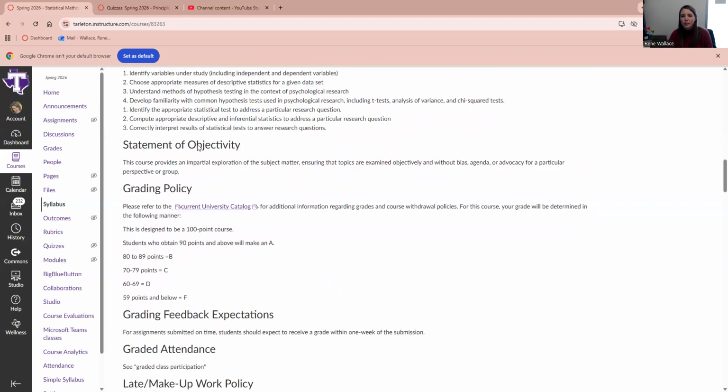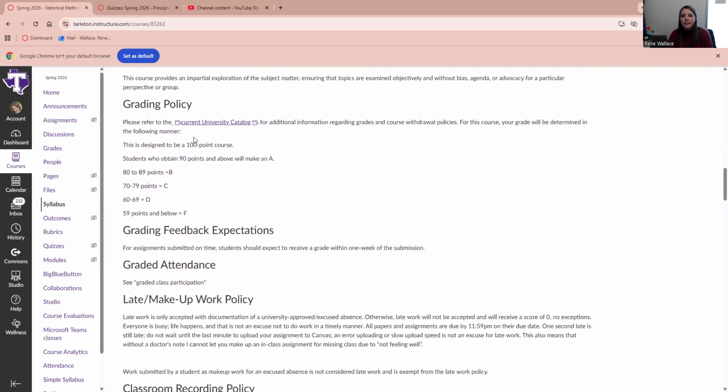Learning outcomes, activity, grading policy, 100-point course.